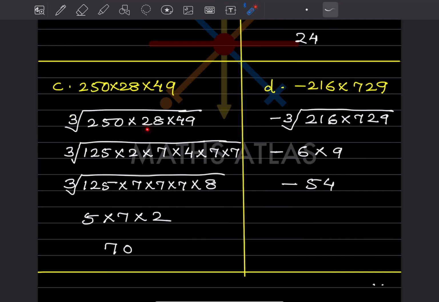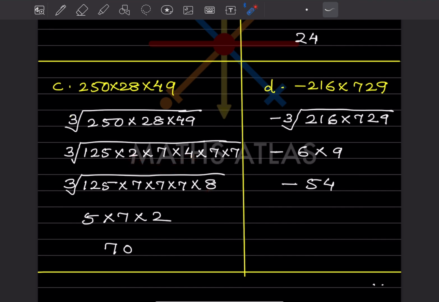For this one, that will be 7 into 4, and for this one 7 into 7. So here again, why did I not take 2 into 14? Because here was 7, and here also is 7. So now see here, later step you can see. So 7 into 7 into 7, I can take it together, and for this one will be 4 into 2, that is going to be 8.